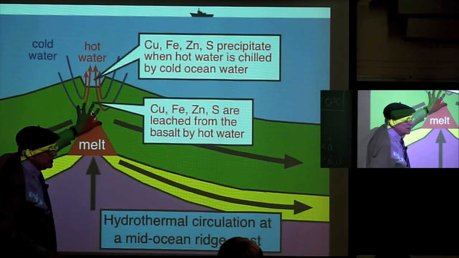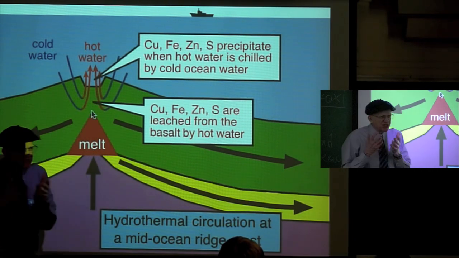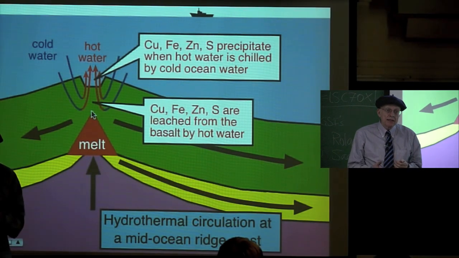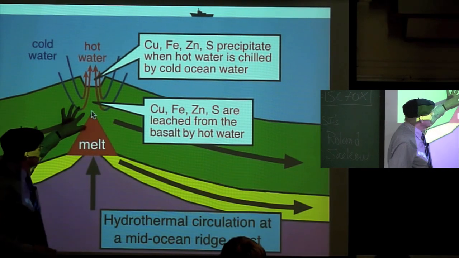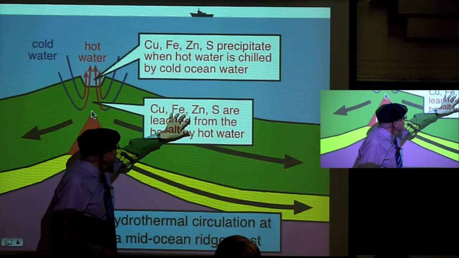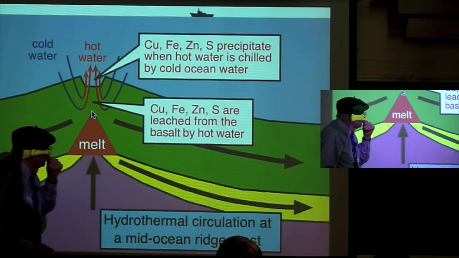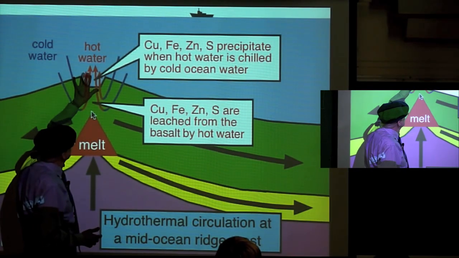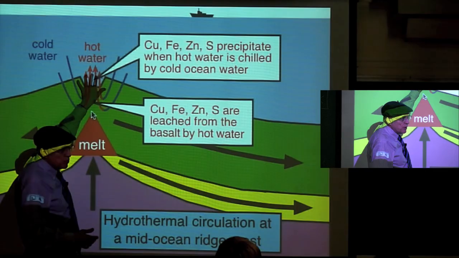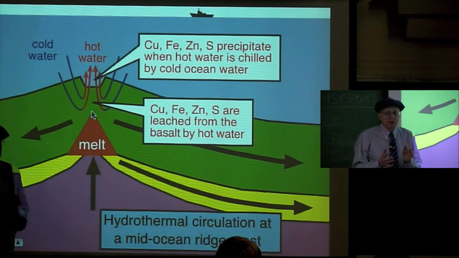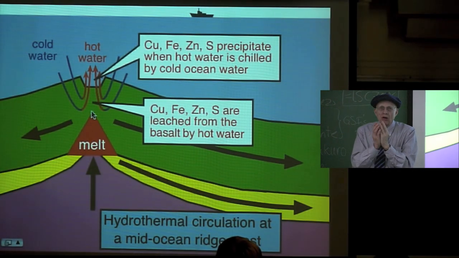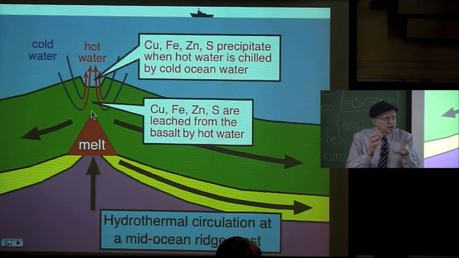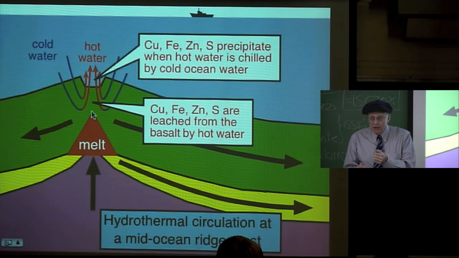But meanwhile, you've had this hot ocean water, which is a really powerful solvent. It's been in contact with these deep rocks, and it's leaching metals. Copper, iron, zinc, and sulfur are leached from the basalt by the hot water. They come up to the surface right here, and right here is where the chimneys are. And right at the chimney, you have this hot water all rich in dissolved metals. It comes in contact with cold water. What does that do? It precipitates out those metals.